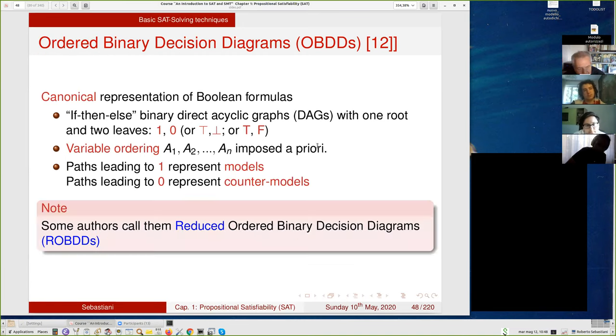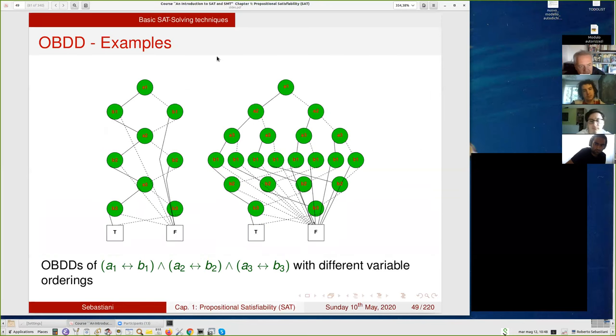Just a semantic note, some authors call them ROBDDs, reduced ordered binary decision diagrams. Maybe you find ROBDDs in the literature and wonder what this is; it's the same thing that I'm going to explain. Okay, so this is an example of a BDD. Consider the following formula: A1 if and only if B1, and A2 if and only if B2, and A3 if and only if B3.